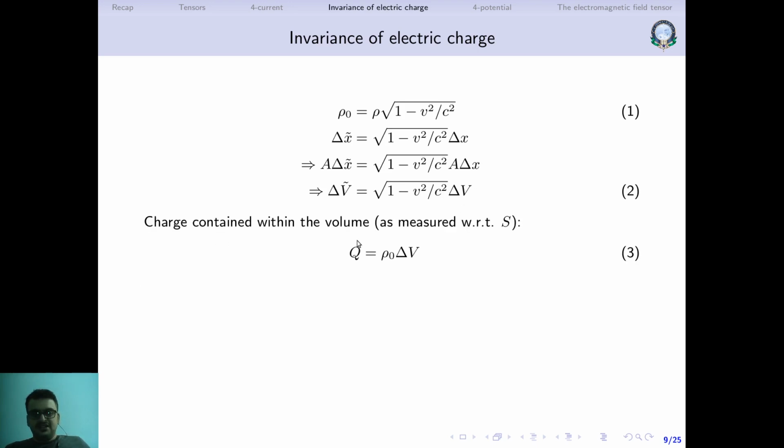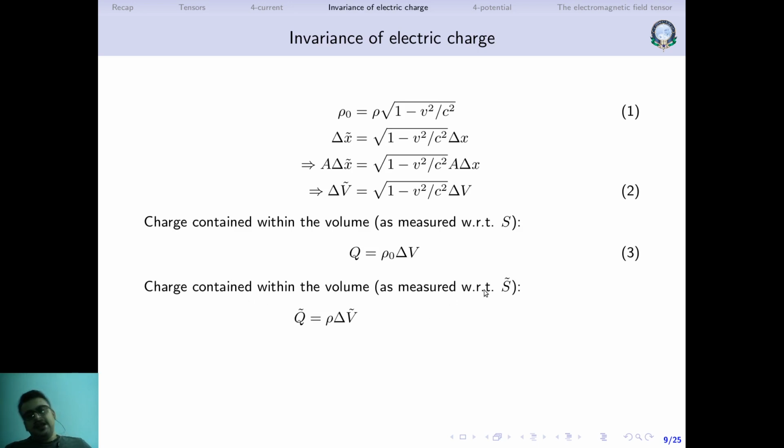So what is the charge contained within the volume that is measured with respect to the stationary frame? The charge contained will be equal to the rest charge density times the volume measured with respect to the rest frame, which is rho naught into delta V. The charge contained within the volume as measured with respect to the moving frame, which is delta Q tilde, is equal to rho into delta V tilde. Now delta V tilde we just replace from here, so we'll have root over 1 minus V square by C square into delta V. This is using equation number 2. Then we combine these two, rho and this, and from equation number 1, this will give us rho naught.